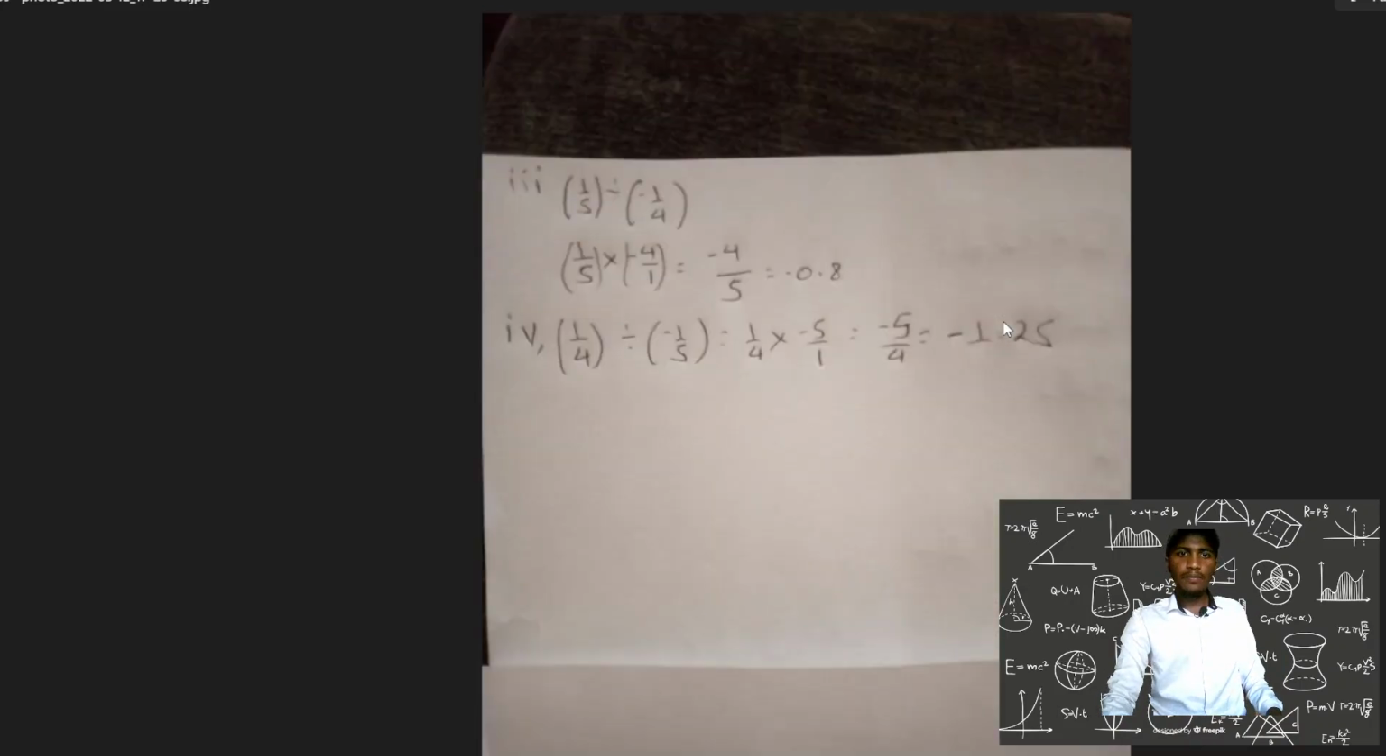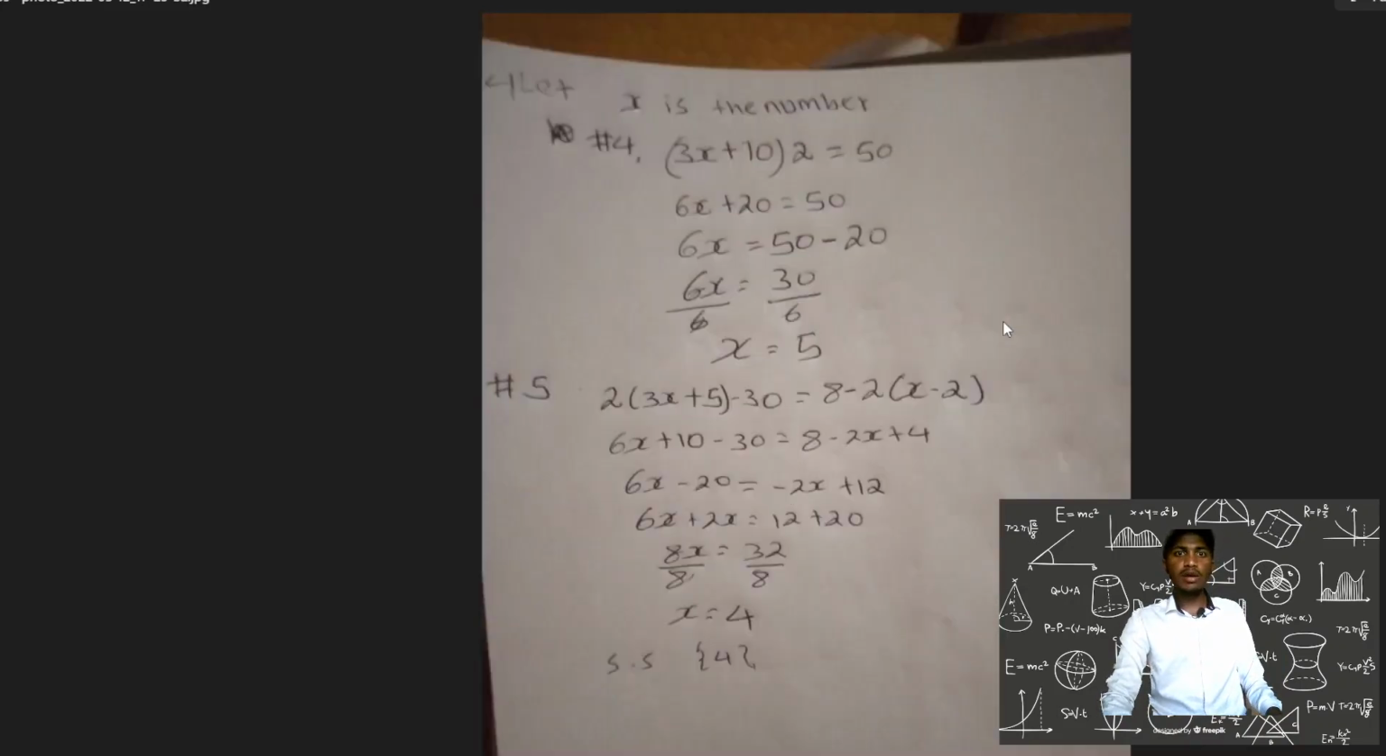Okay, the next question is question number 4. 10 is added to 3 times a number. The result is multiplied by 2 and gives the product 50. What was the original number? This is the question. Let x be the number. 3 times a number means 3x. Added to 10, it is 3x plus 10.